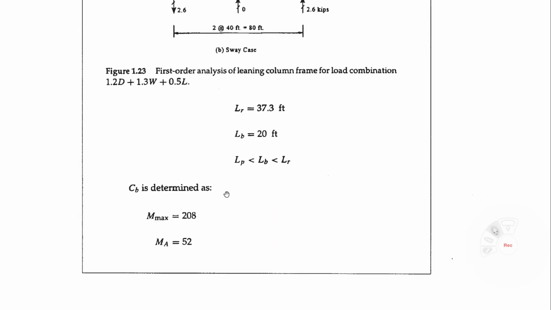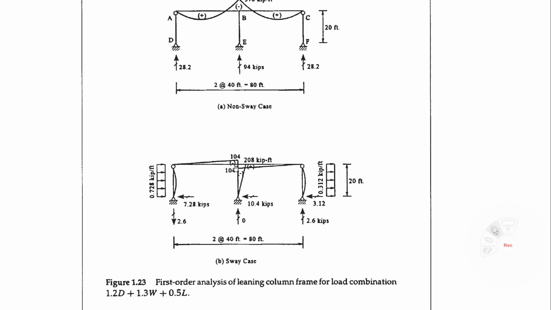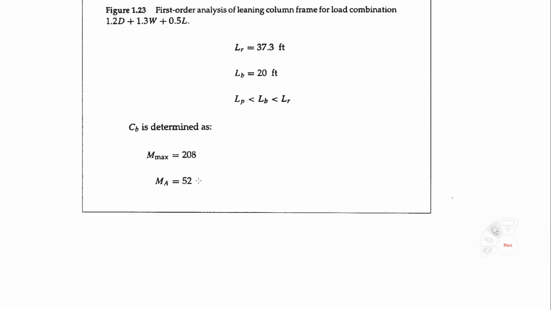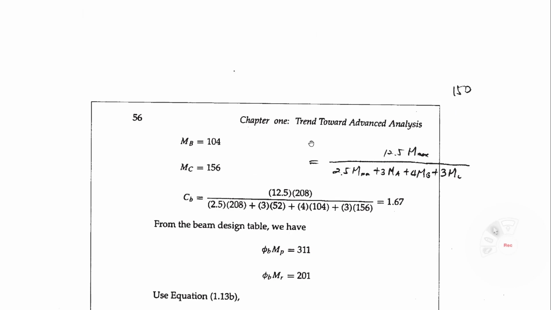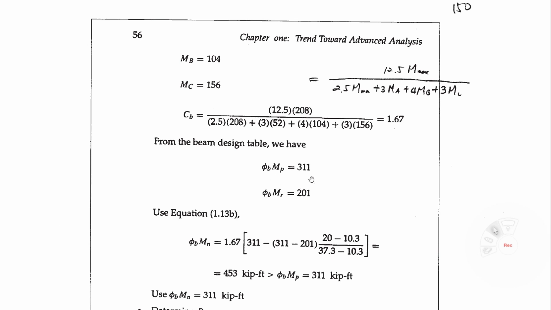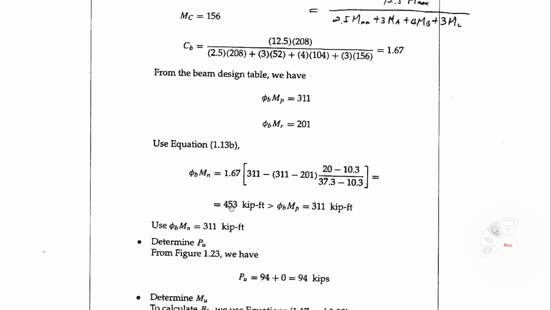In that case, Cb is determined as follows. You have to calculate Cb, right? Yeah. So the maximum moment is 208. Here, as you see, the column maximum moment is 208, right? And MA at the 1/4 point. That means you divide like that, 1/3 point. That is MA, midpoint MB. This one is MC, right? MA, MB, MC. Then you can calculate Cb from this equation. Then you can get 1.67. So φb Mp and φb Mr you can get from the AISC design table. Then you can calculate φb Mn equal to Cb times that equation. So you can get this value. And then you can compare with φb Mp. Oh, this value is greater than φb Mp.